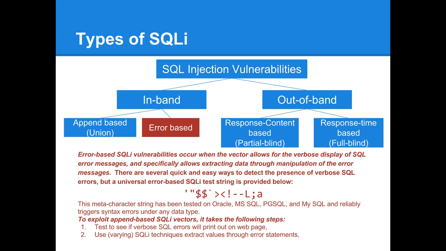To exploit error-based SQL injection vectors, it takes two steps. One, you have to test whether or not there are verbose SQL errors that will print out on the web page. And then two, use varying techniques to extract values through the error statements.